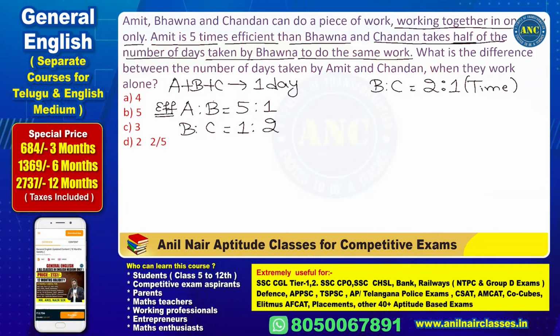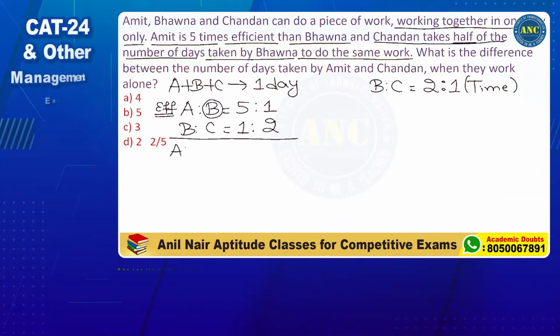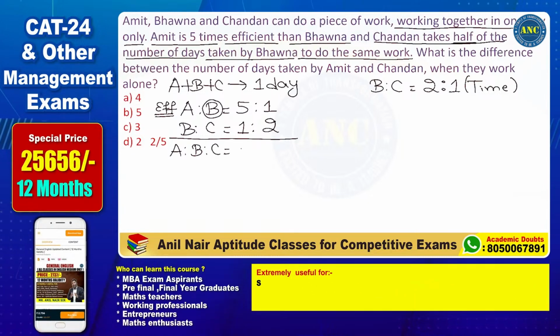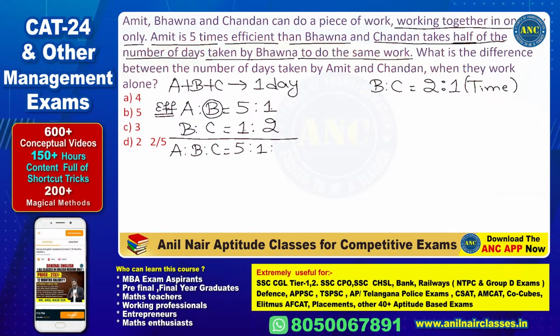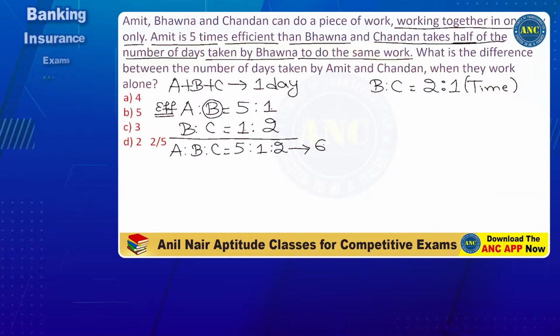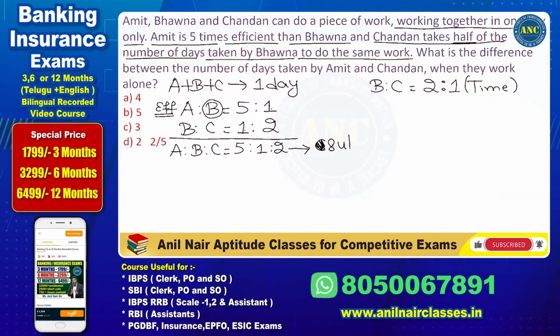Now if you see here, B value is 1 here. B value is 1 here also. So you don't need to worry. You are having the same number. You can directly write it. A's capacity is 5 units per day. B's capacity in both the places is 1 unit per day. C's capacity is 2 units per day. All the 3 people working together is 5 plus 1 plus 2. It is not 6, sir. Sorry. It is 8 units per day.